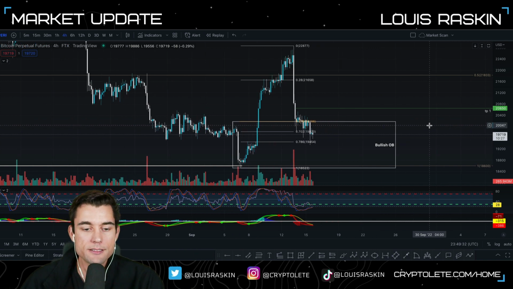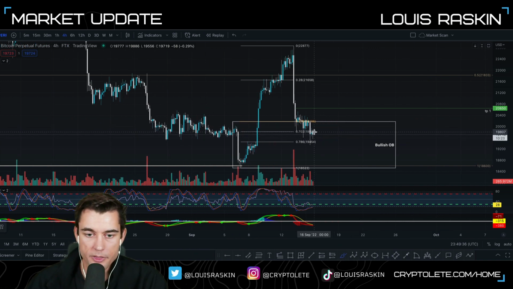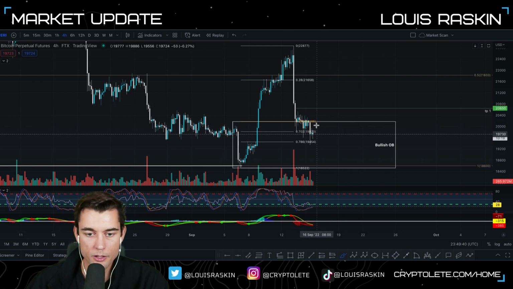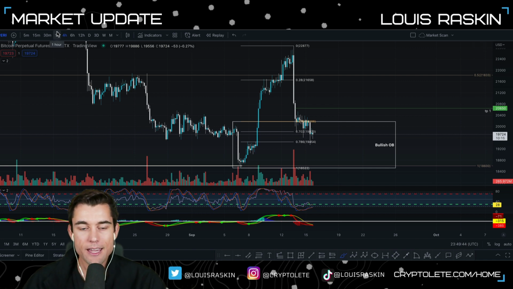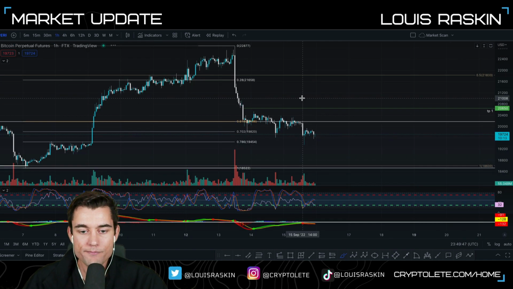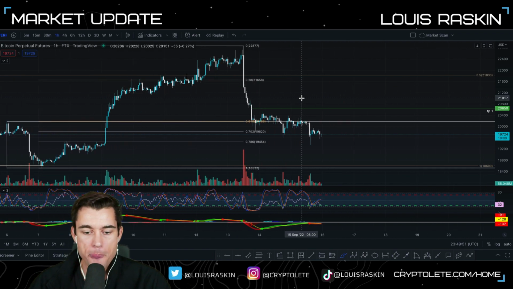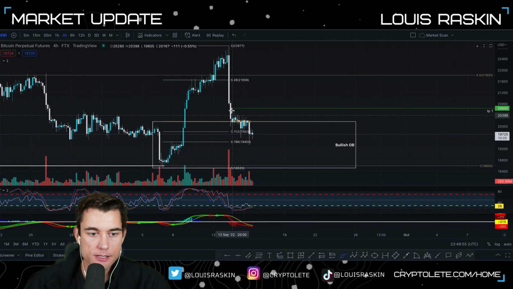So it's not terrible. I'd probably expect something like that if it was bullish: one quick move down followed by another move up. I do think that we would see a move up, but looking at this, I do like this.